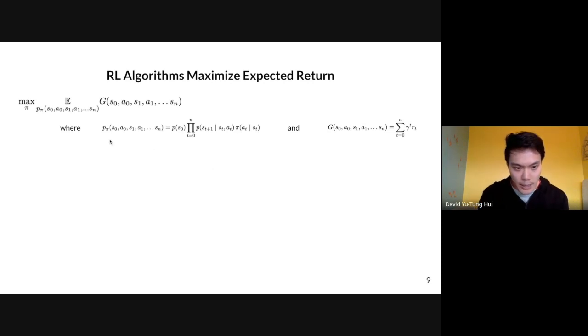Here I've defined the probability of the sequence of states and actions by this thing that looks like a Markov chain. Here you have the transition probability P between different states. Then you have the policy pi, which tells you the probability of taking an action given a state. And the return, as defined here, is the discounted sum of rewards.